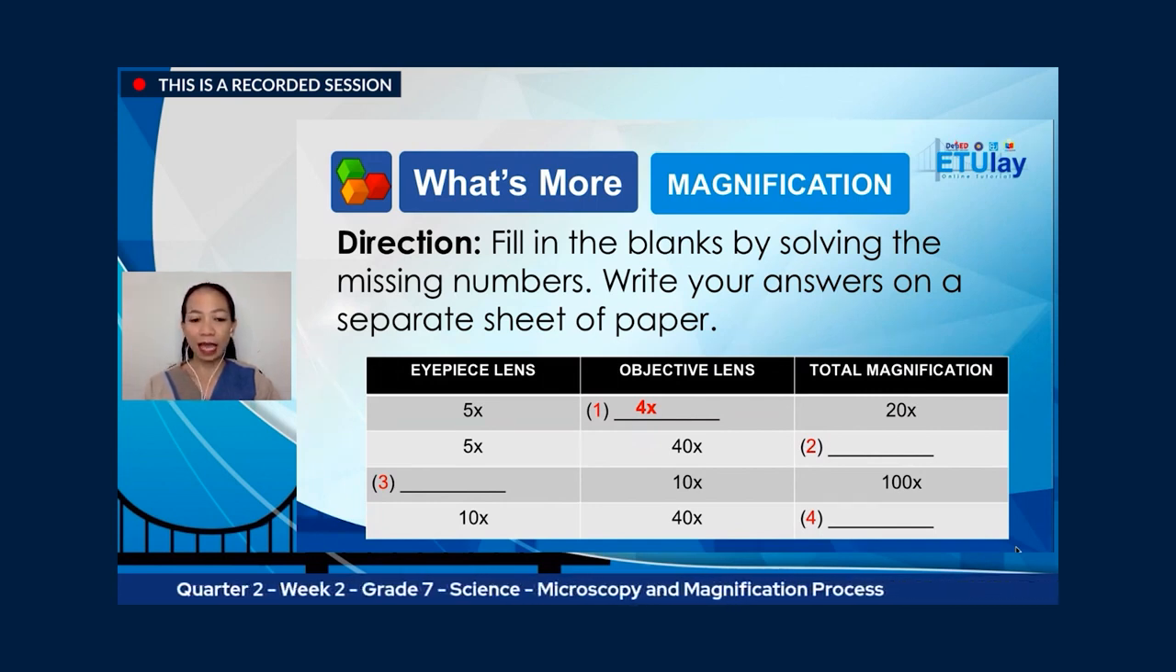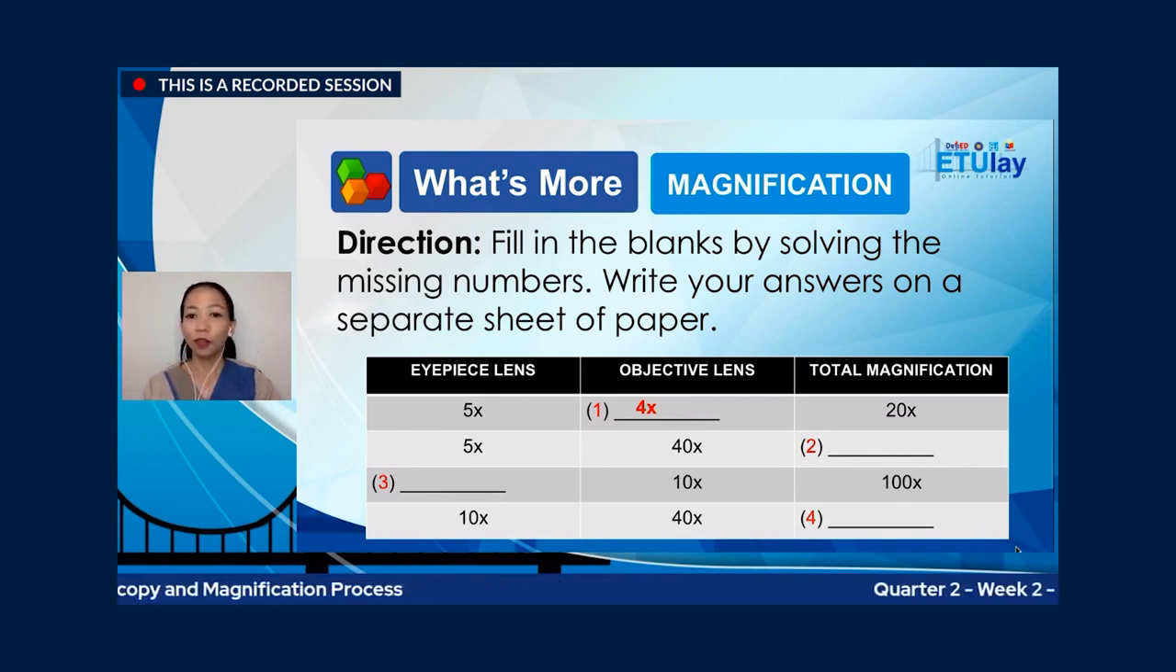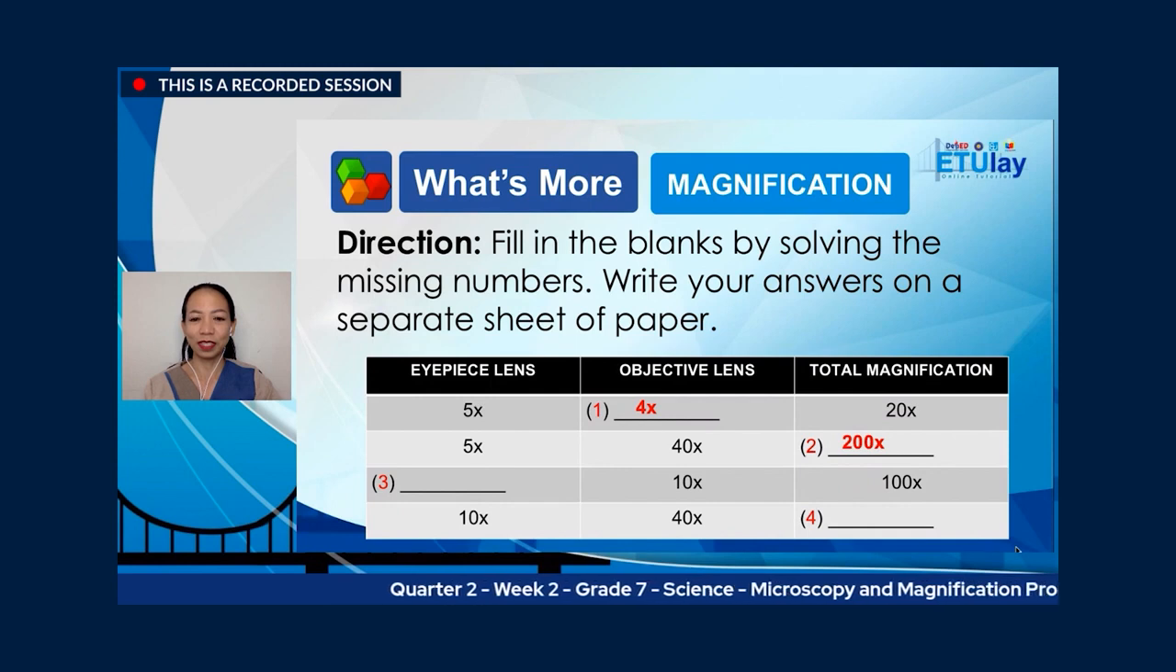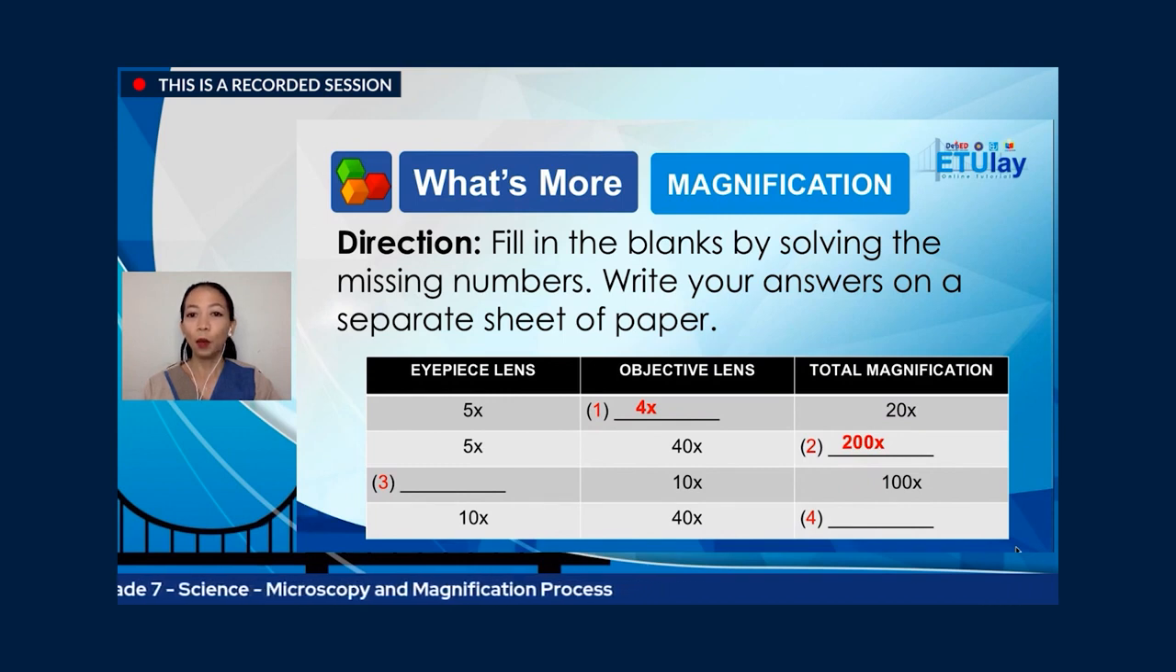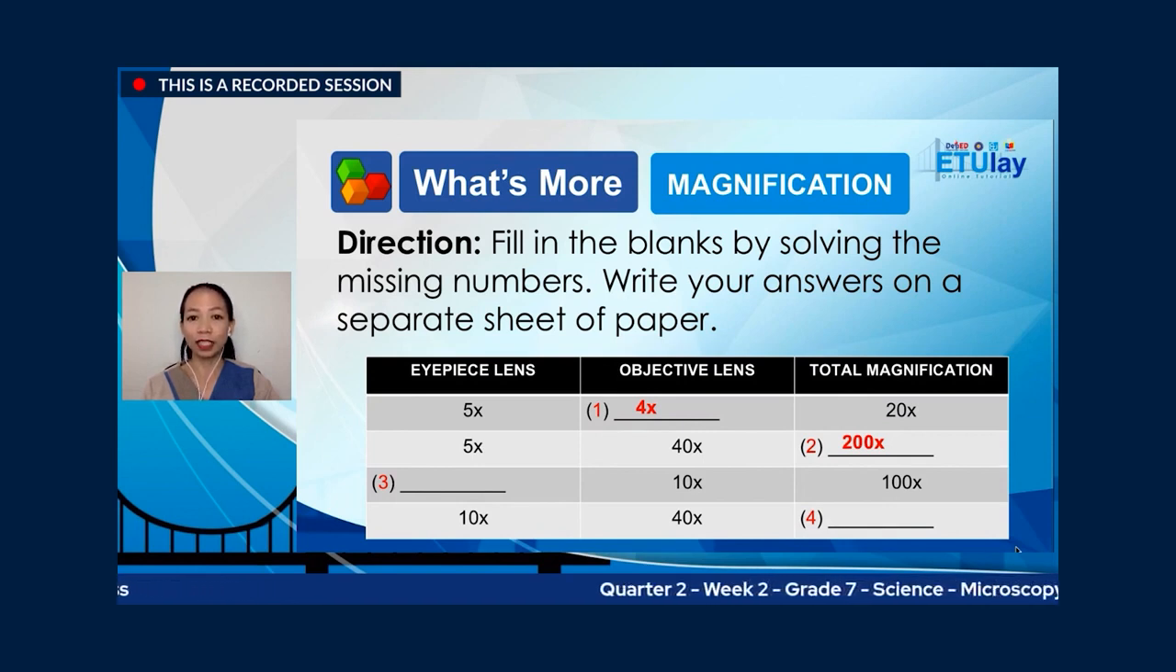Let's have number 2. The eyepiece lens is 5 times. The objective lens is 40 times. The total magnification with these lenses, 200 times. Number 3, you're asked to determine the eyepiece lens with the objective lens of 10 times and a total magnification of 100 times.